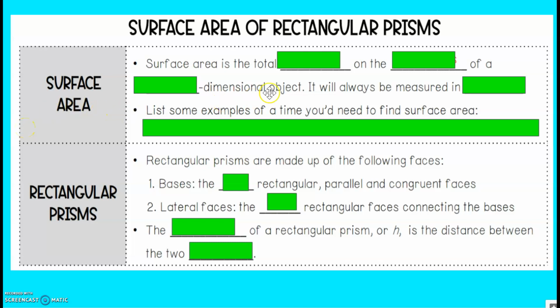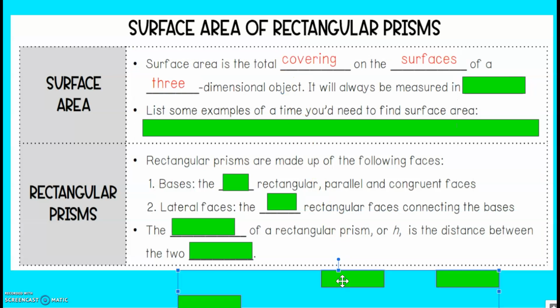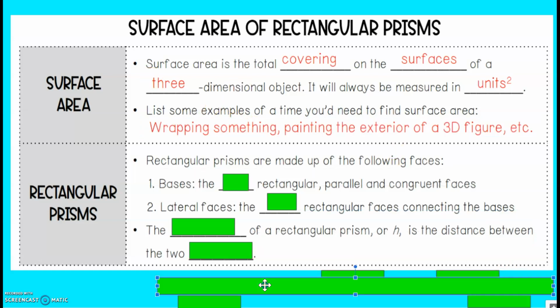We're going to start with surface area. Surface area is the total covering on the surfaces of a three-dimensional object. So basically it's everything on the outside of a three-dimensional object. I think of it as the box that comes around your cereal, the cardboard box. It will always be measured in units squared. Some examples of these would be wrapping something, painting the exterior of a 3D figure, etc. So just think, surface area is the area of all the surfaces.